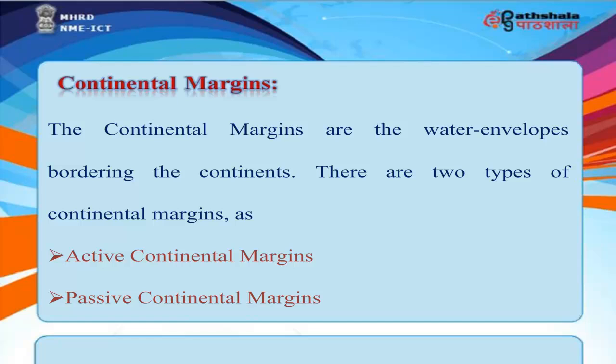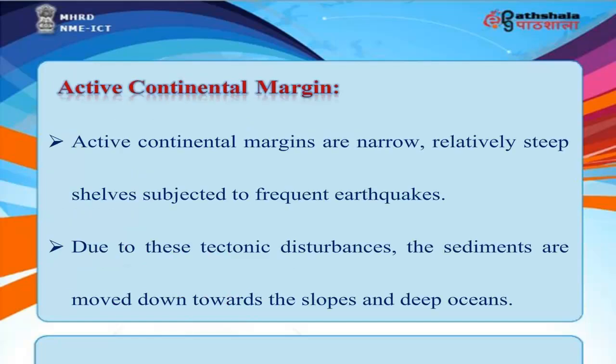Continental margins. The continental margins are the water envelopes bordering the continents. There are two types of continental margins as active continental margins and passive continental margins. Active continental margins are narrow, relatively steep shelves subjected to frequent earthquakes. Due to these tectonic disturbances, the sediments are moved down towards the slopes and deep oceans.